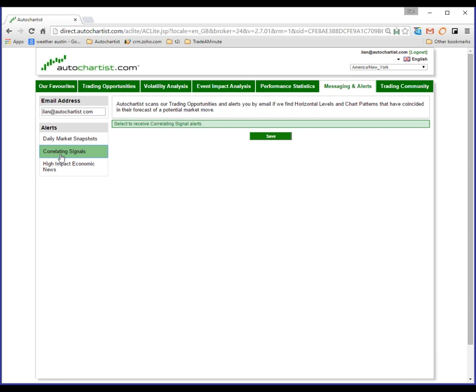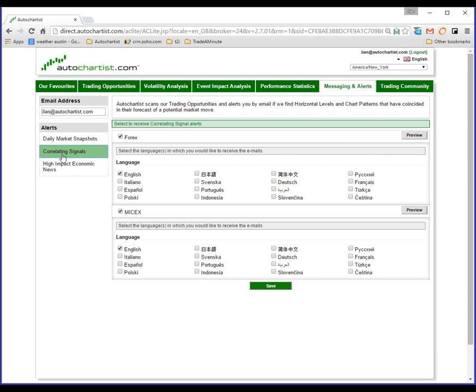The other alerts that I subscribe to are these correlating signals alerts. The correlating signals alerts were my own concoction at Autochartist. It is basically when chart patterns and horizontal levels are both pointing in the same direction. So these alerts actually only come through maybe once a week or twice a week, but in my mind, probably one of our best trading opportunities when you have multiple indicators going in the same direction.